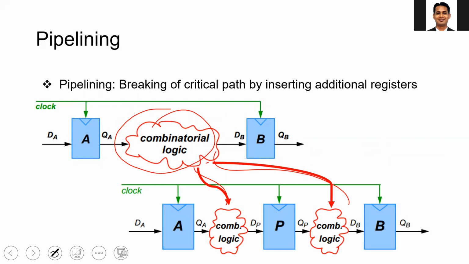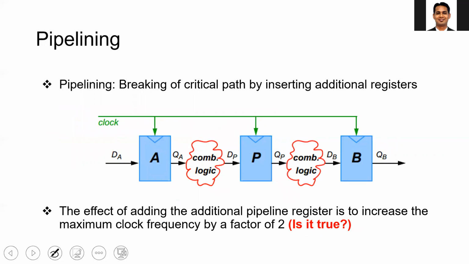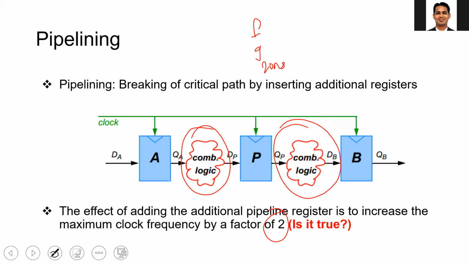The effect of adding the pipelining register is to increase the maximum clock frequency by a factor of 2. Is it correct? Can we increase the clock frequency by a factor of 2? No. It depends upon the maximum of the propagation delay of the two combinational circuits. For example, in our previous circuit, we saw that for F and G there was a 20 nanosecond delay, and for H it was a 25 nanosecond delay.